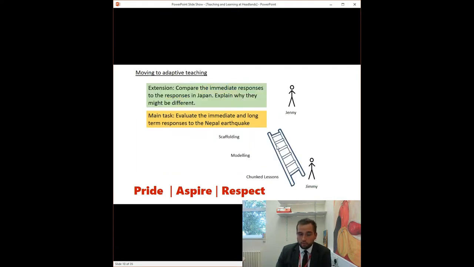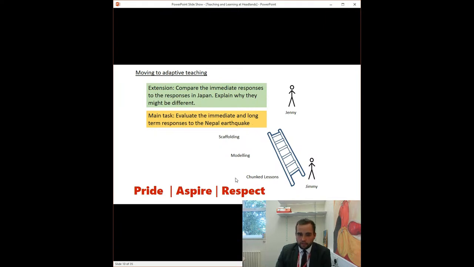What we talk about when we're talking about this is adaptive teaching, which is essentially the idea that we pitch the learning high for everybody. There are ambitious learning goals for everybody, which are common. So everybody here is going to make judgments, is going to evaluate the immediate and long-term responses in the Nepal earthquake. However, we're going to teach our lesson in such a way that Jimmy is able to access that and do that really meaningful learning, but also have extensions there so that we can stretch Jenny further if she gets to a point where she can be stretched further. And there we've got something that's going to take that thinking much further.